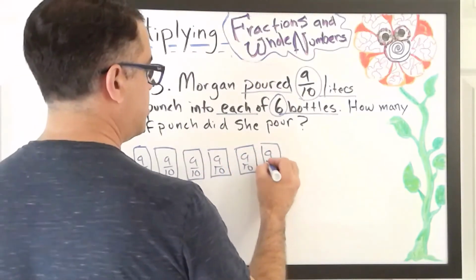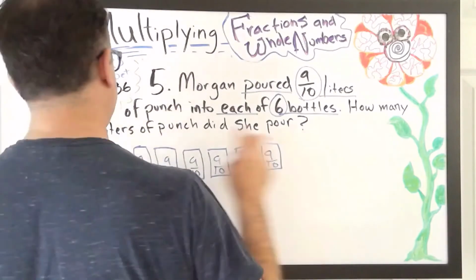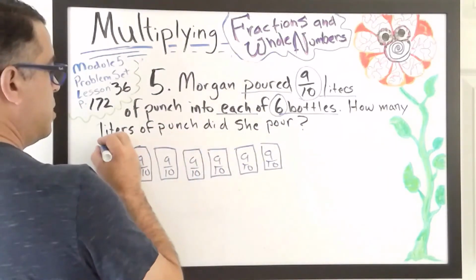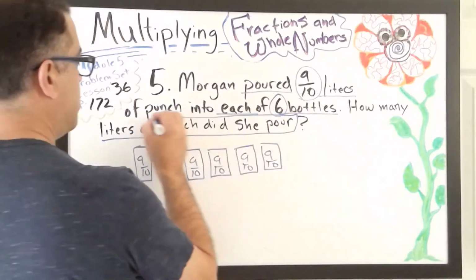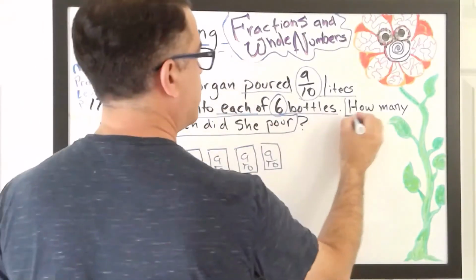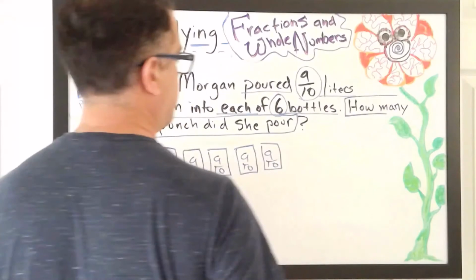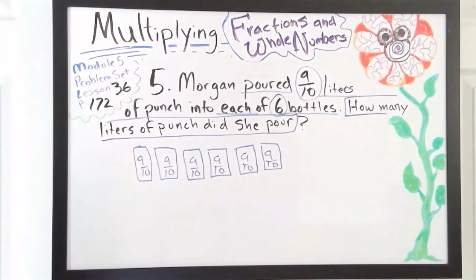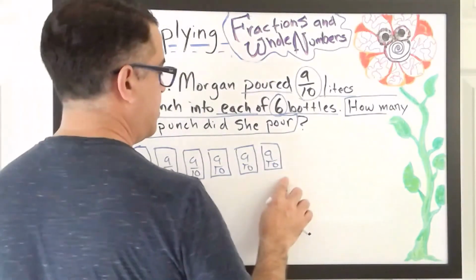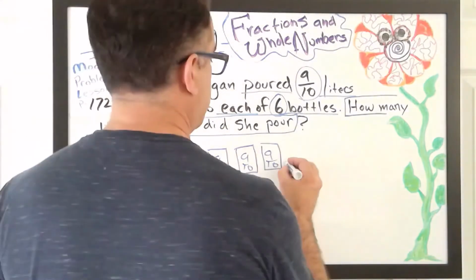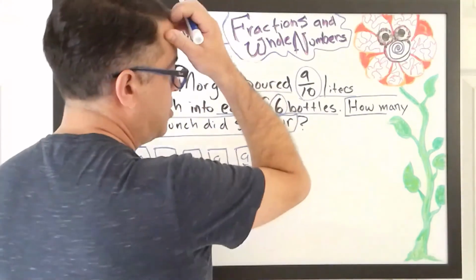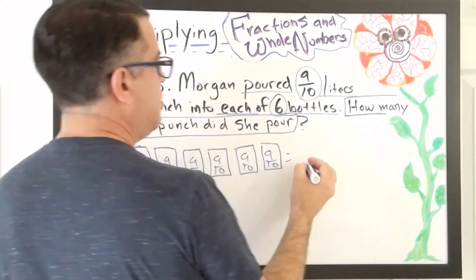And what is the question? The question is, how many liters of punch did she pour? And we're assuming that they mean all together, right? So all together, I could add all of these up and then get an improper fraction that I have to turn back into a mixed number. But what we want to see here too is a multiplication. So here's the right part of RDW, the writing part.